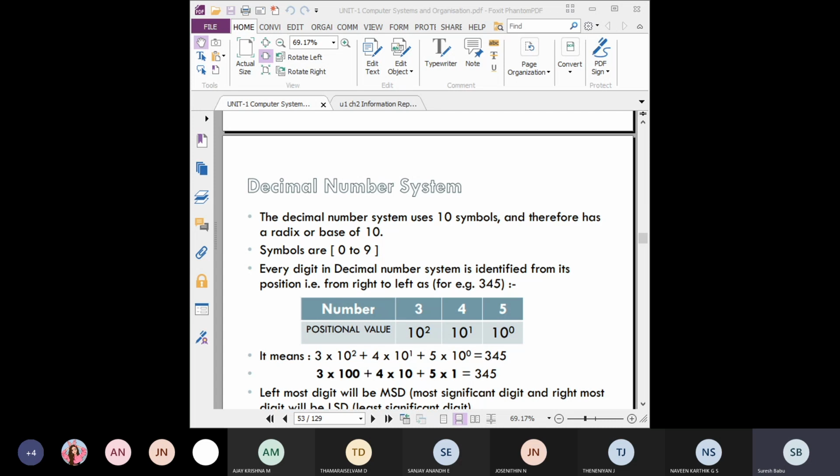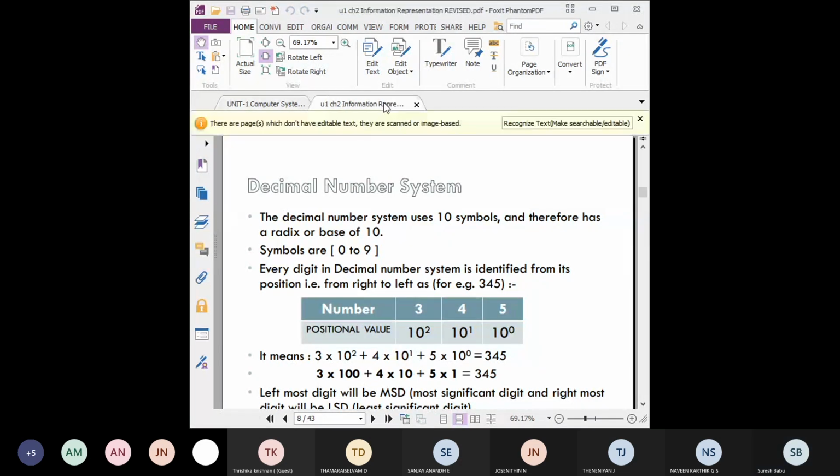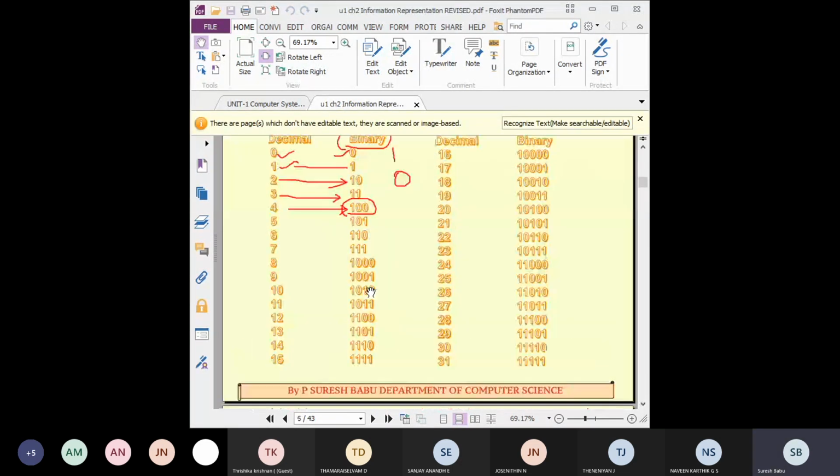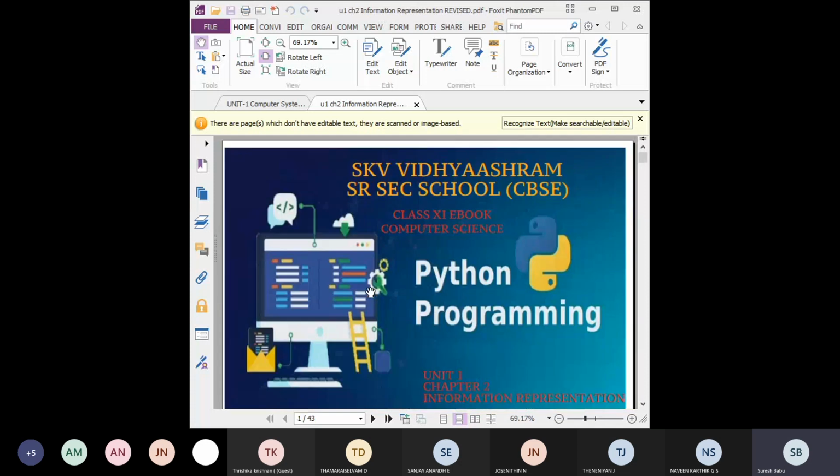Okay, in decimal everyone knows that there are 10 numbers. So we will have 10 numbers like 0 to 9. Okay, in binary we will have only two numbers, that is 0 and 1. Okay, so these are the things I explained using this material. Okay, you can see here.